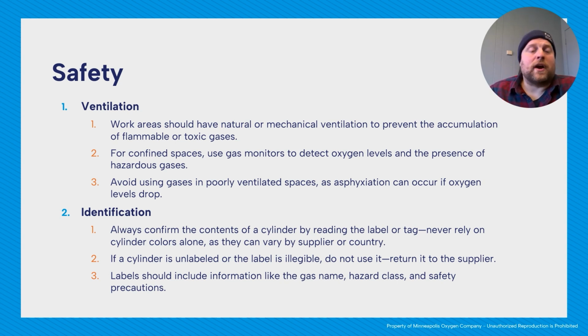Always, for identification, you have to make sure that what's in the cylinder is correct. Don't trust the coloring of the cylinders. Oxygen cylinders can be green, they can be red. Acetylene cylinders can be green, they can be red, right? So read the labels. Always read the labels. If the label is illegible, so you can't read it, return it to your supplier so you can make sure you're not using something that could be dangerous. And labels contain the gas name, hazard class, safety precautions, all those sorts of things.